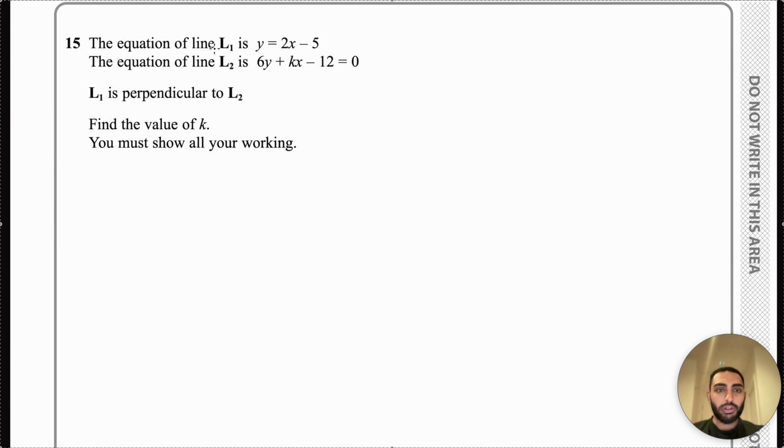Question 15. The equation of line 1 is y equals 2x minus 5.